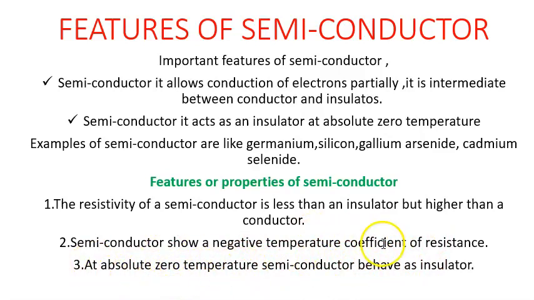Also, at absolute zero temperature, a semiconductor behaves as an insulator, meaning that the semiconductor cannot conduct at absolute zero temperature. But once the temperature increases to a certain point, the semiconductor will increase its conductivity, whereby its electrons will jump from the band called the valence band to the band called the conduction band.